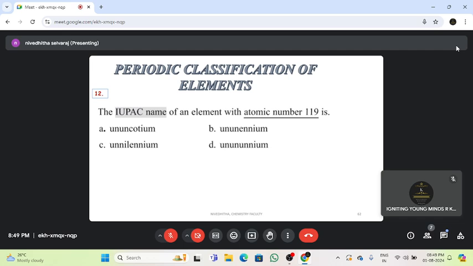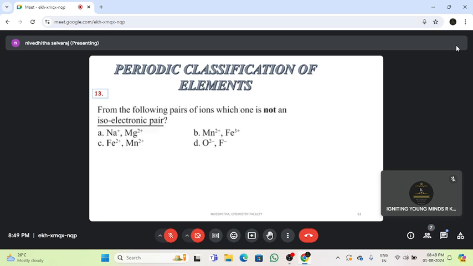This is also a neat question. You have to write the IUPAC nomenclature of the element whose atomic number is 119. Option B, ma'am. Second option. That's it. Very good. Next question. From the following pairs of ions, which is not an isoelectronic pair? We are provided with one pair in each option, and we have to find the pair which is not an isoelectronic one.